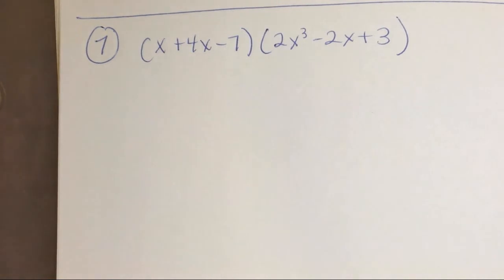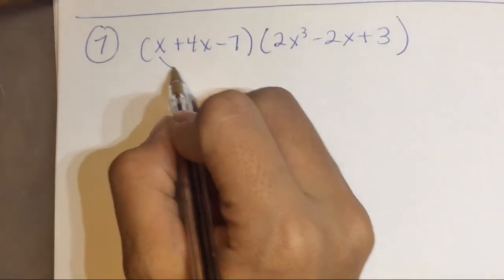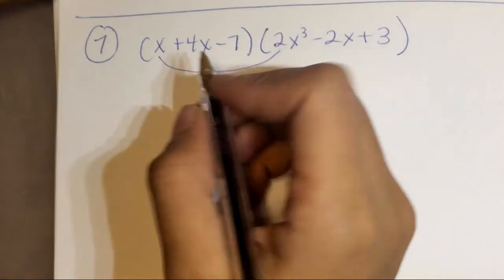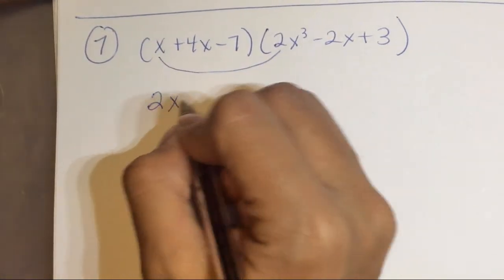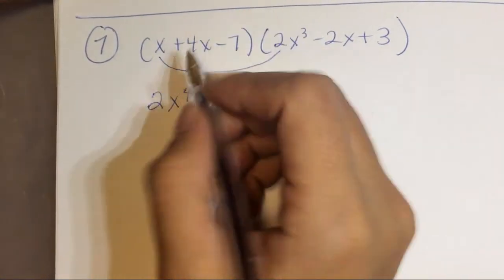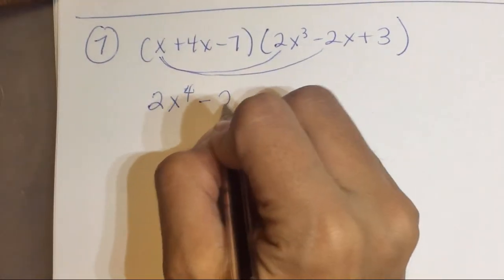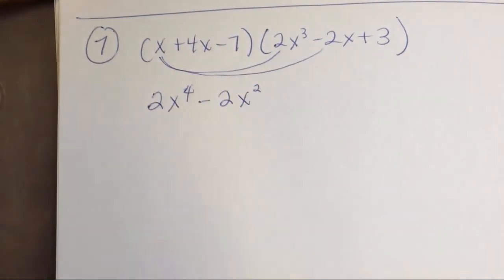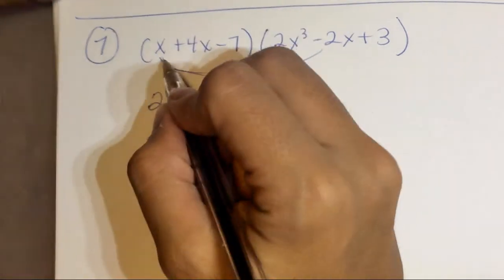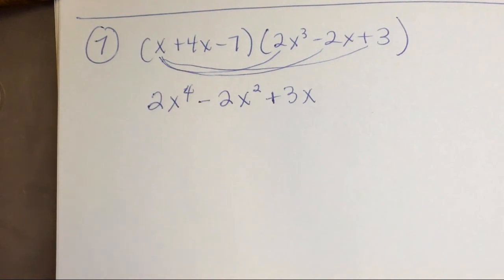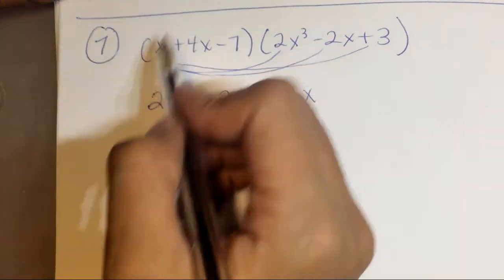Okay, so first things first, I'm going to distribute, and I'm going to start with this x term. So x times 2x cubed, remember you add the exponents when you multiply, so you get 2x to the 4th power. And then x times negative 2x, you're going to get negative 2x squared. And then x times 3, you're going to get positive 3x. Alright, so I already distributed the x term.